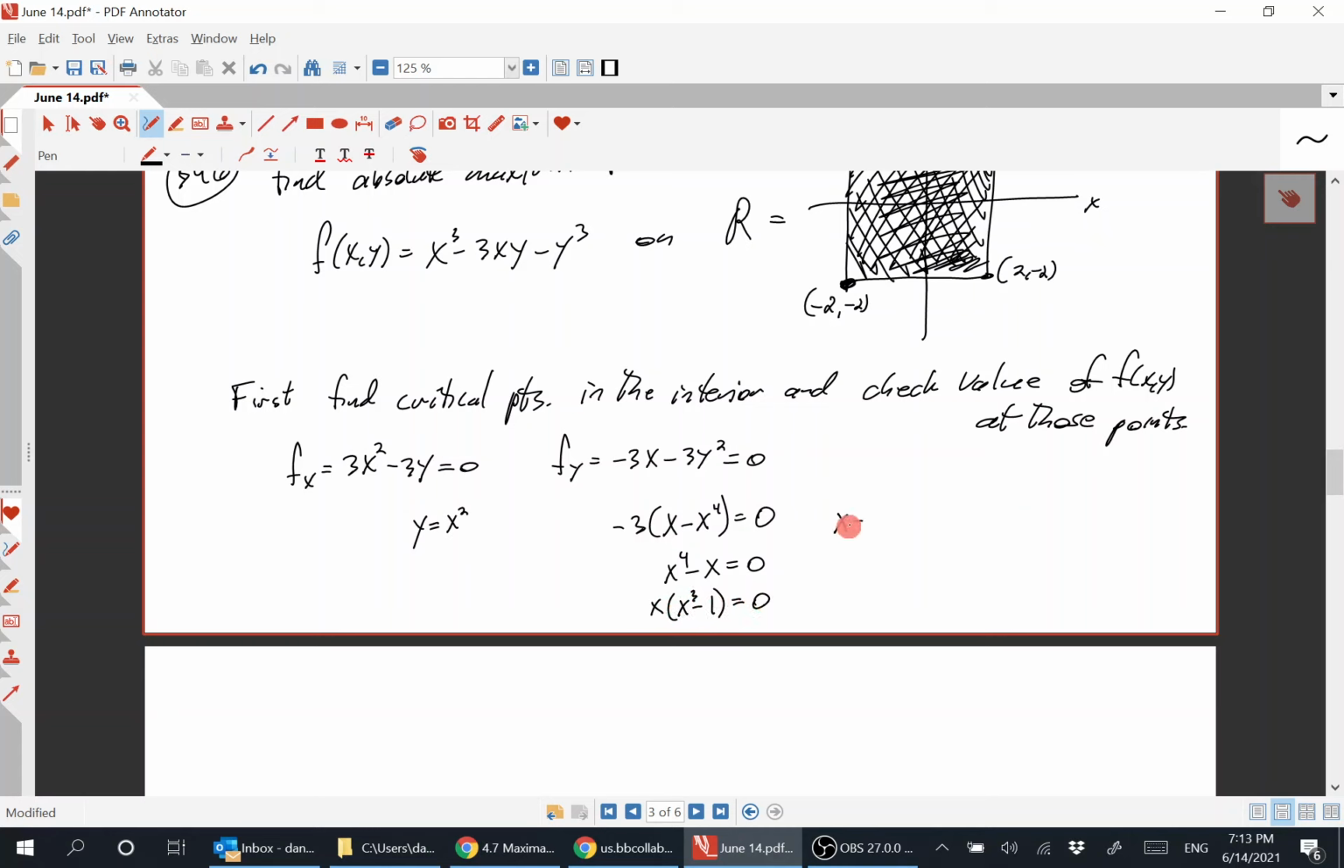So this tells us that x is equal to 0, or what? What are the solutions to this here? X is equal to 0, or x is equal to... When is x to the third equal to 1? When x is 1. Just when x is 1, that's it.